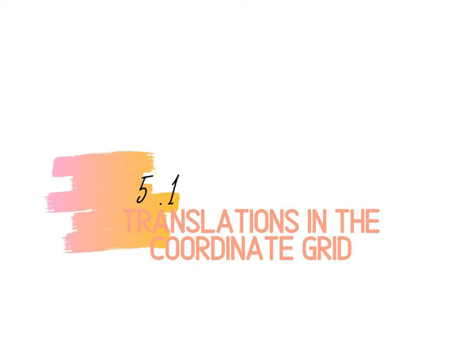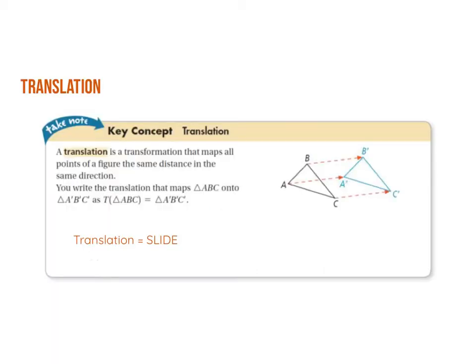All right, so 5.1 is translations in the coordinate grid. For Unit 5, we're talking about transformations. The first one is a translation. A translation is a transformation that maps all points of a figure the same distance in the same direction. If I look at these arrows, A, B, and C, they're all moving in the same direction, the same amount of distance. With each of these transformation words, we're going to have a keyword to represent it.